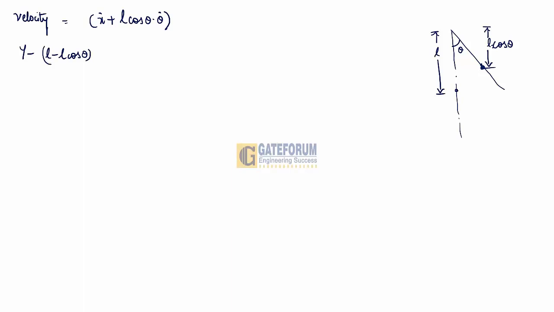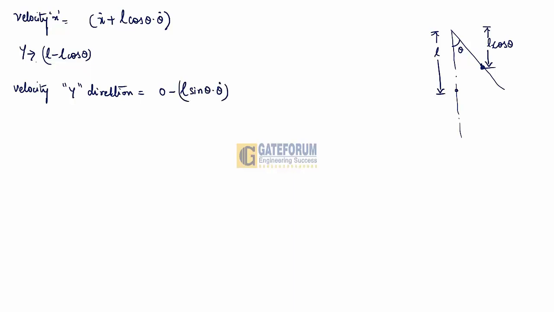And differentiating this, the velocity in the x direction is what we found earlier. The velocity in the y direction will be: derivative of L is 0, so 0 minus L sine theta into theta dot.